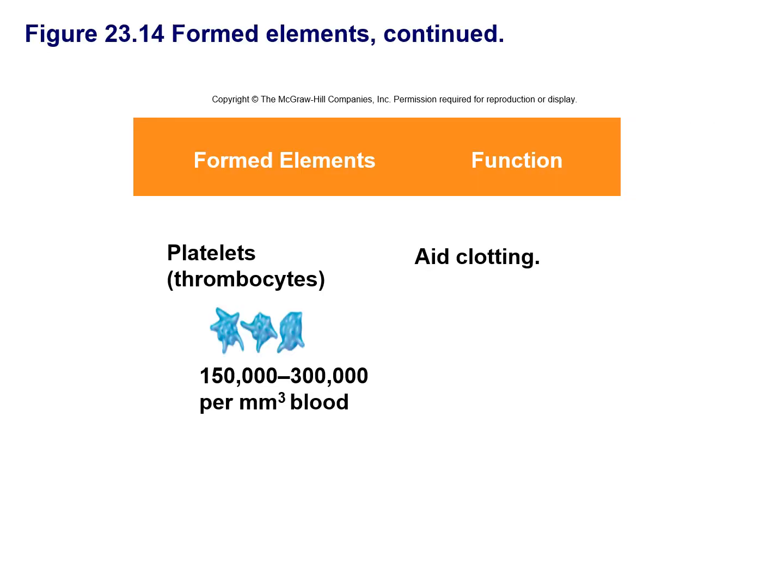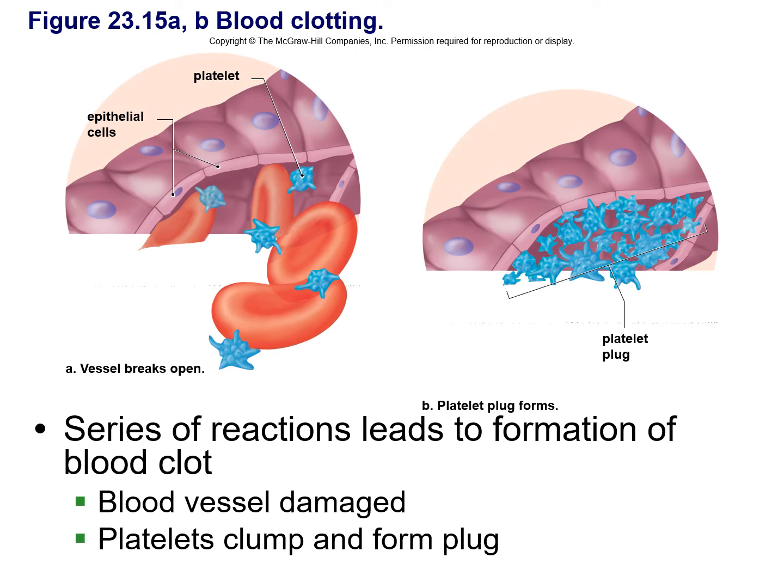So that's what these look like. They're very small, but they do end up being a little larger in number, 150 to 300,000. It's all clotting. So here's how it works, right? You've got your opening for some reason, whatever that might be, and the platelets start to build up. They then form a plug across it, and that plug stops the bleeding.